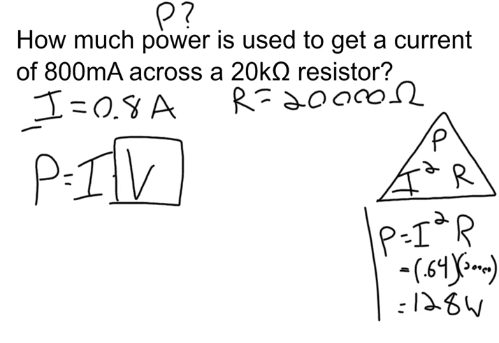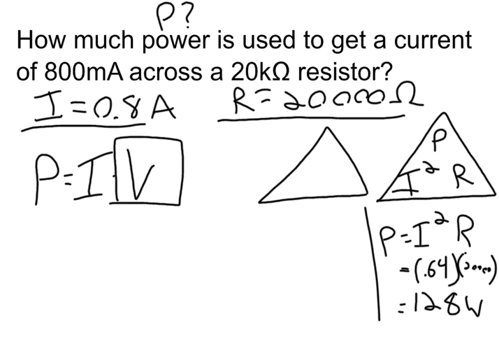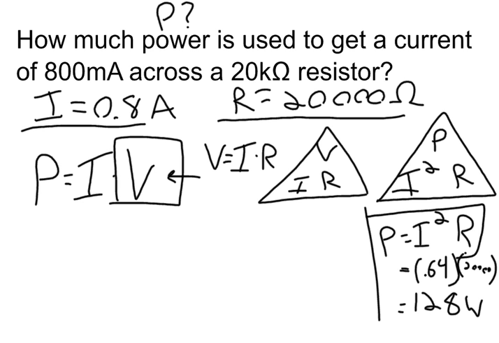Because I do know R, and I do have a formula pyramid that relates I, V, and R together. And if I want to solve for voltage, volts are equal to I times R. And there's two ways I can do this. I can solve for volts and then plug it in here. Or I could actually even build this equation.